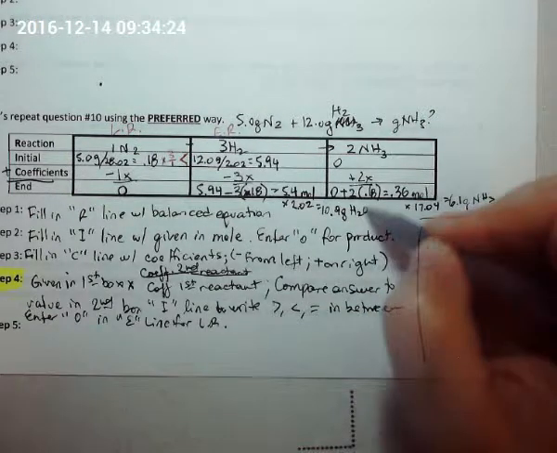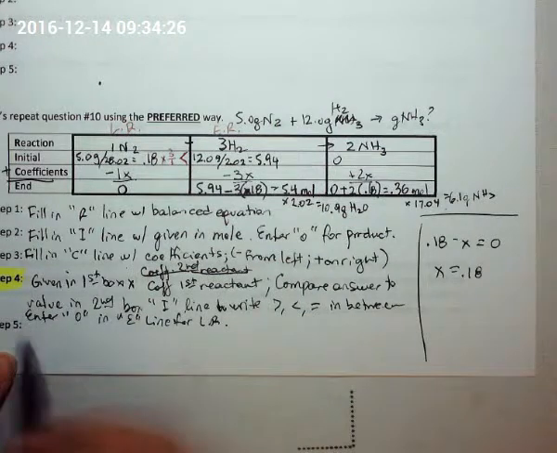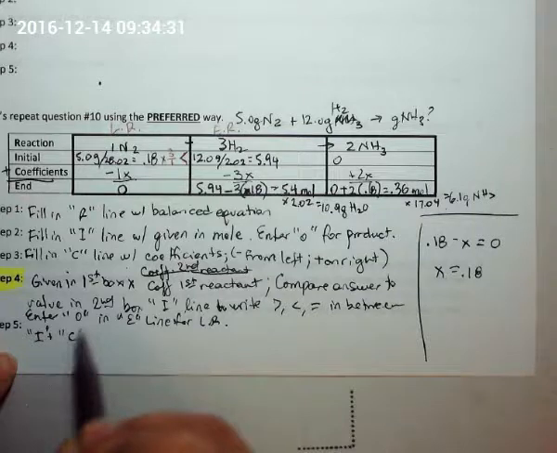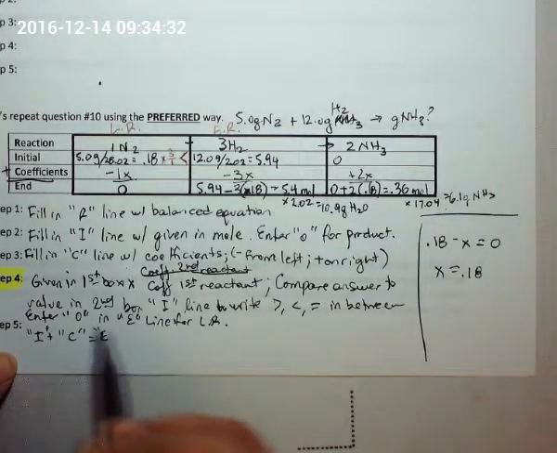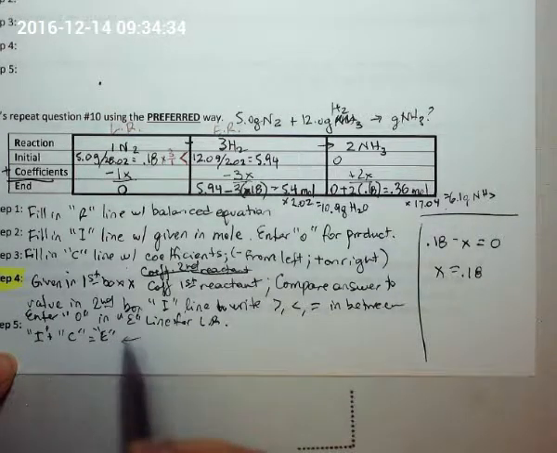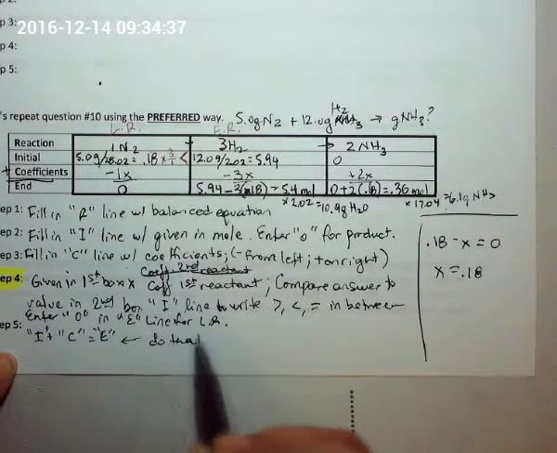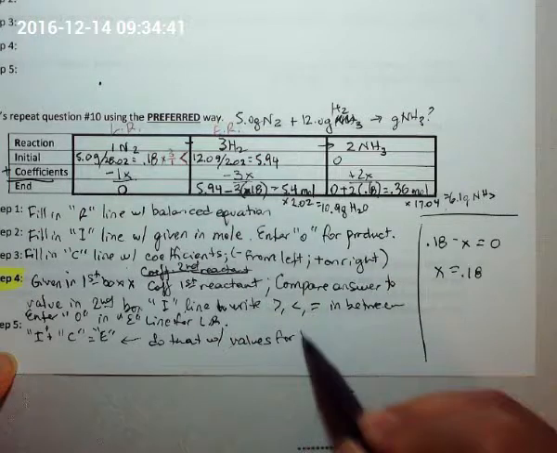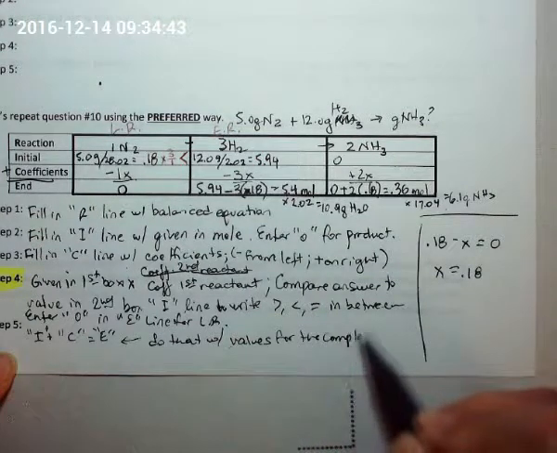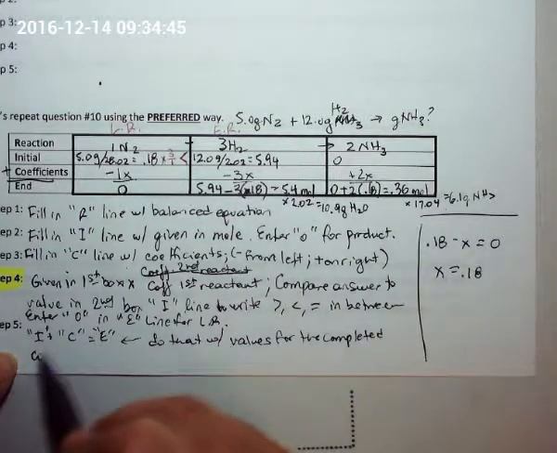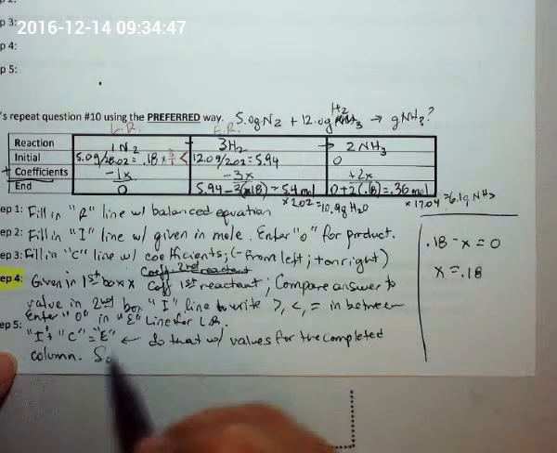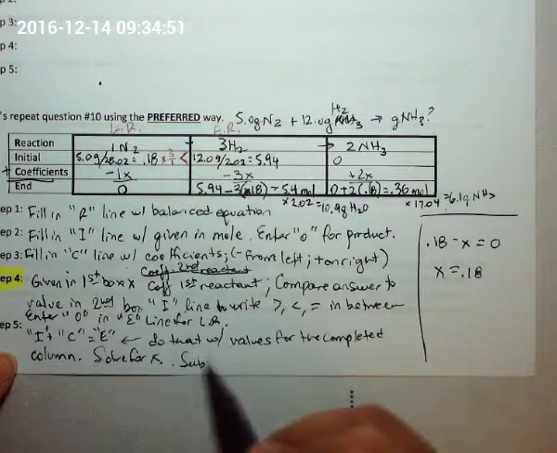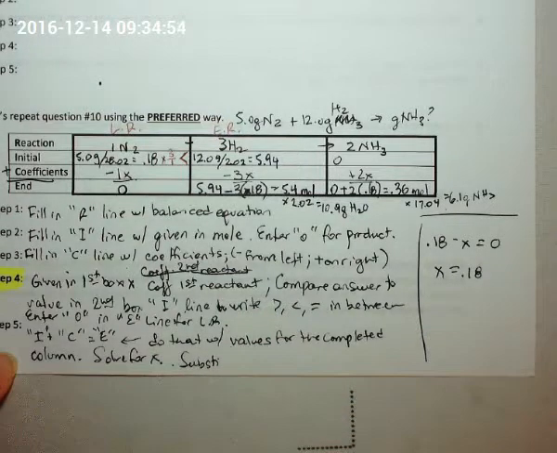All right, so again, step 5: I plus C equals E. You're going to do that with values for the completed column. You're going to solve for x, and then you're going to substitute x into the rest of the chart and finish filling out the chart.